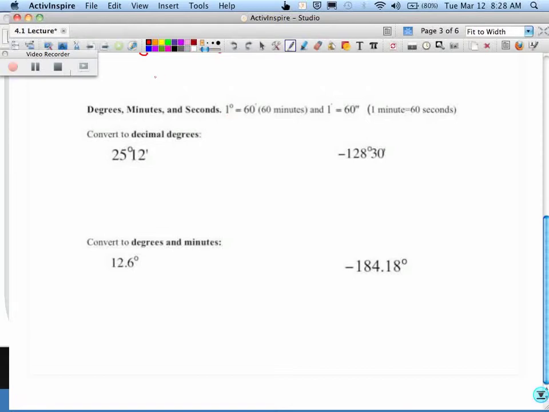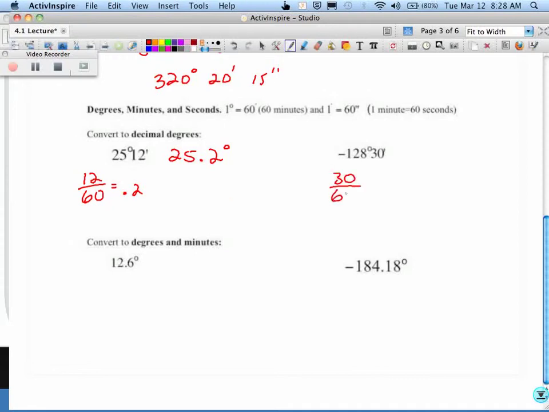All right, convert to decimal degrees. How much of a degree is 12 minutes? What's 12 divided by 60? 0.2, right? So this is 25.2 degrees. Next, 128 degrees and 30 minutes. That's pretty easy because 30 minutes is how much of a degree? So this is negative 128.5 degrees.